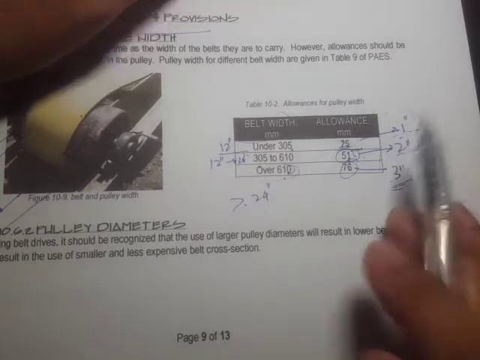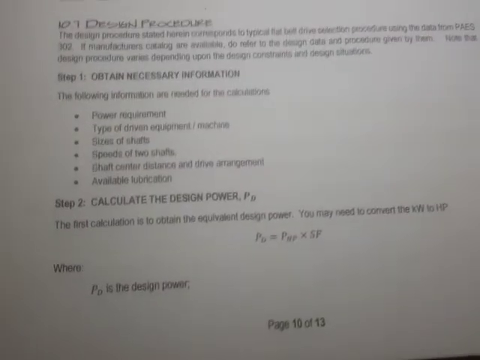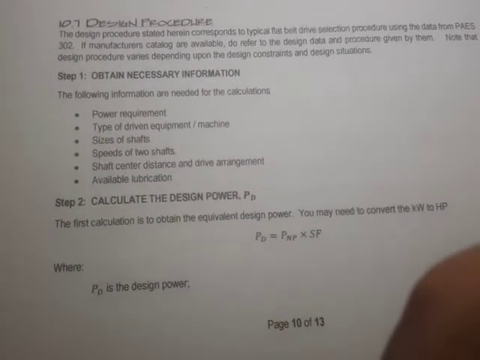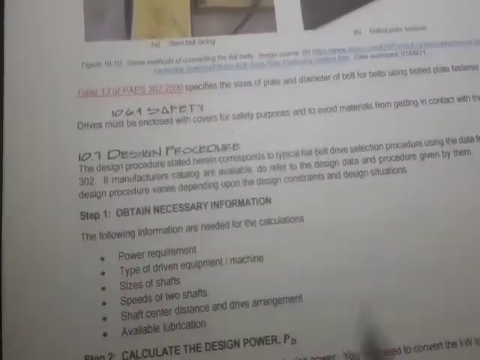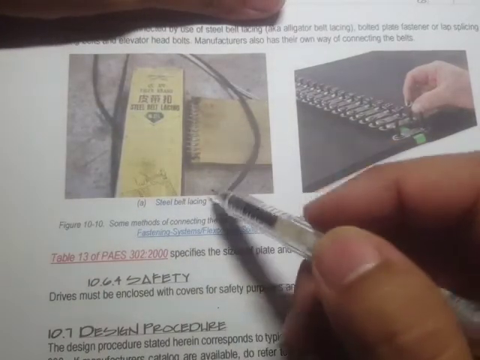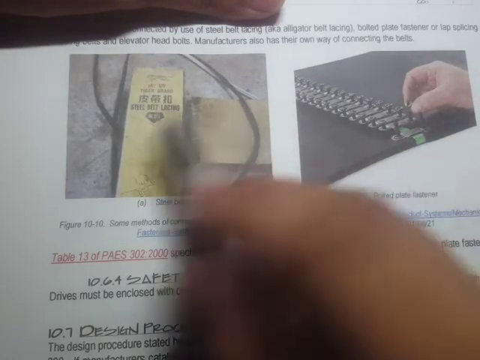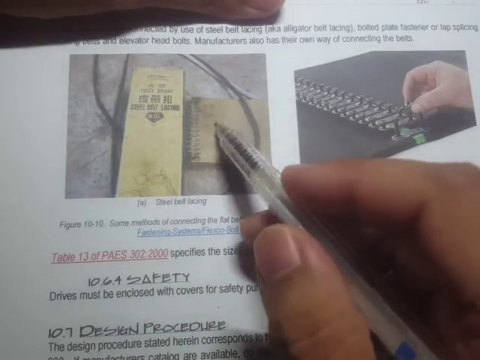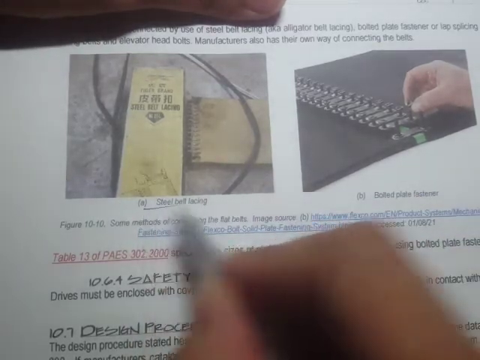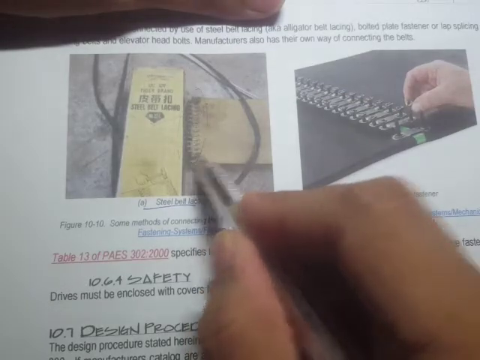Okay, so that's it. Now for the connectors, another characteristic of these flat belts is the connectors. Since we can actually customize the length, how do we connect both ends? One way is through this steel belt lacing. So you have these lacings right here.